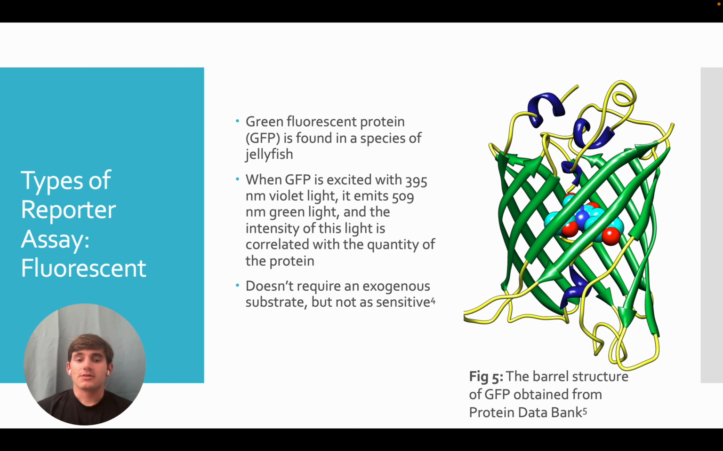A pro of GFP and using fluorescent reporter assays is that it doesn't require an exogenous substrate. All you have to do is shine it with this specific wavelength of light. However, these assays are not as sensitive and not as accurate. And this image is the classic form of GFP. It's got that barrel structure that is directly related to how it is able to emit light.